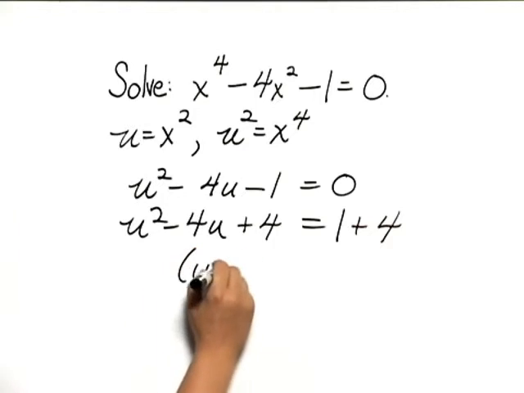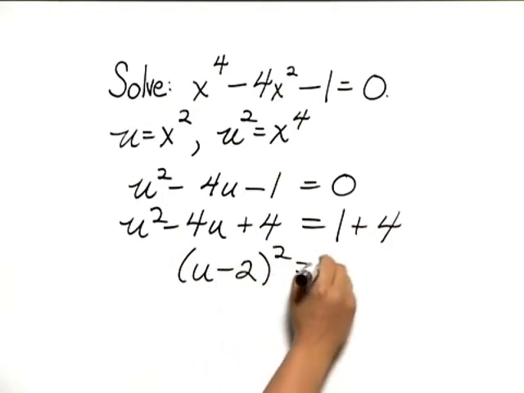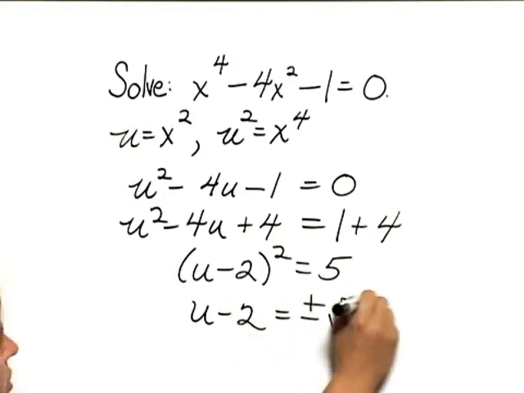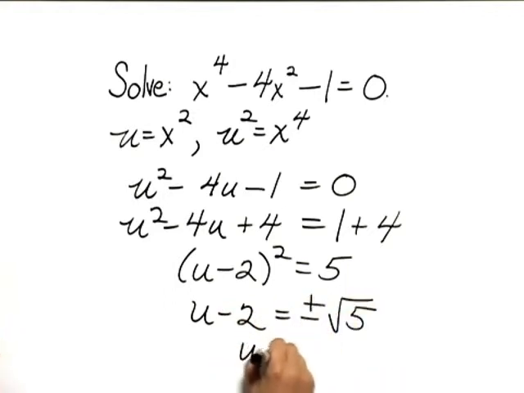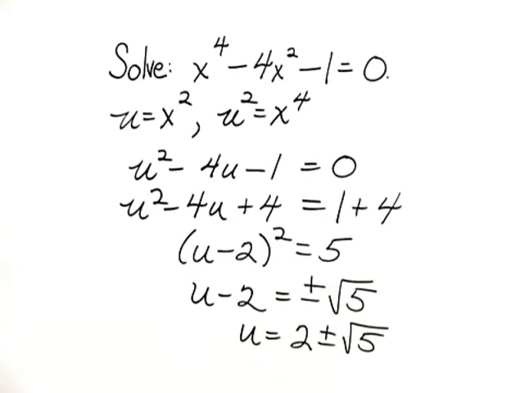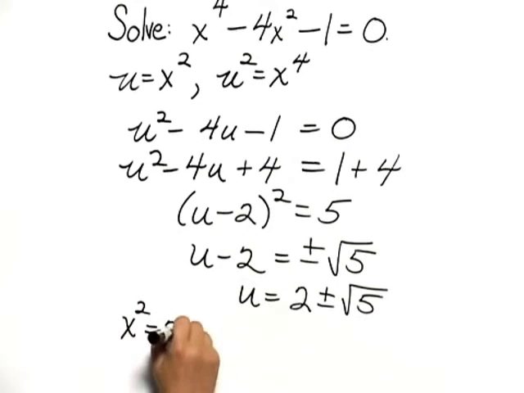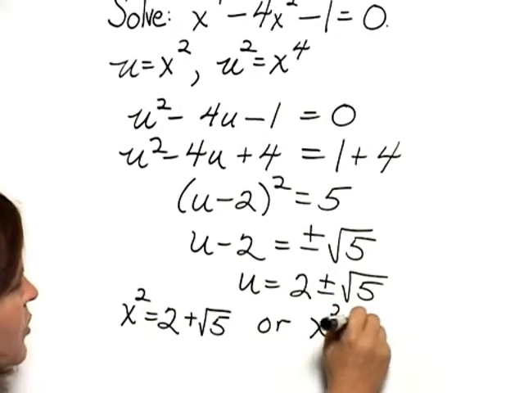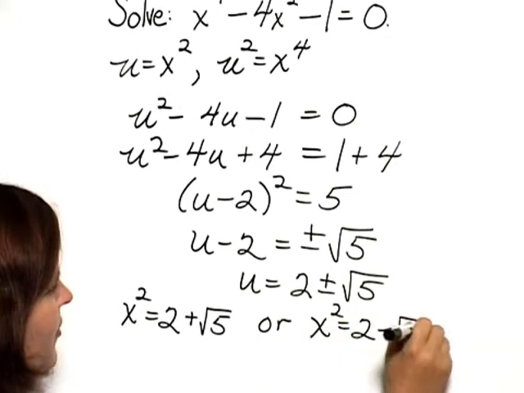This then would be u minus 2 squared equals 5. Using the principle of square roots, we would get u minus 2 equals plus or minus the square root of 5, or u equals 2 plus or minus the square root of 5. Now our original variable was x, so we have to substitute the x squared back for the u. I'm going to separate these, and write that x squared equals 2 plus the square root of 5, or x squared equals 2 minus the square root of 5.